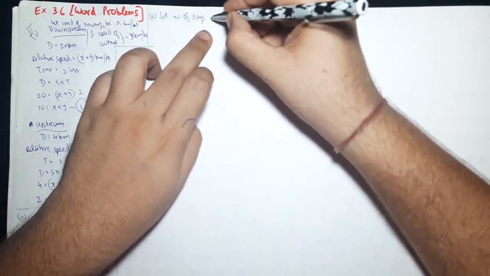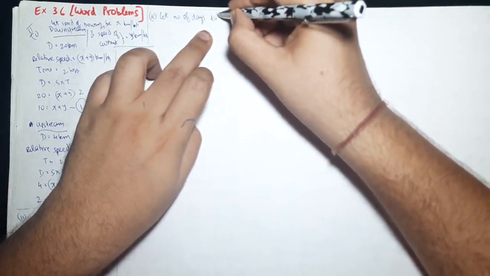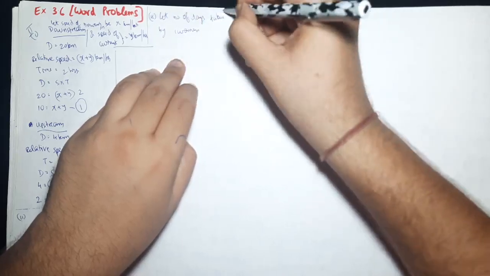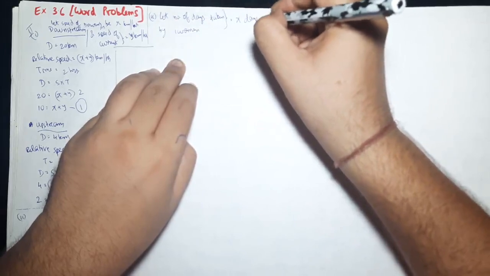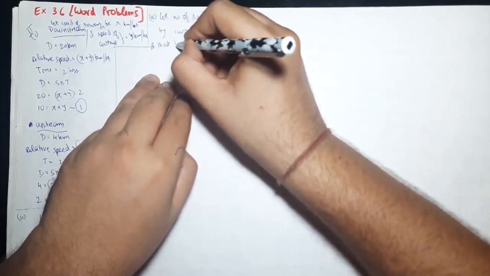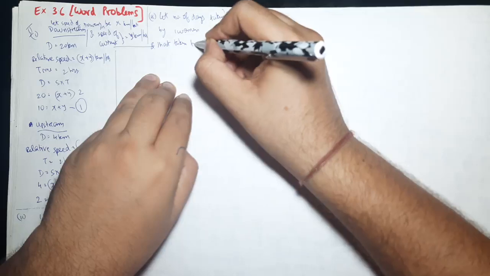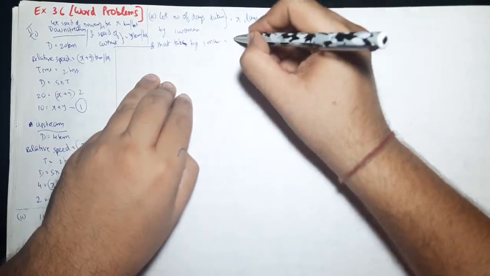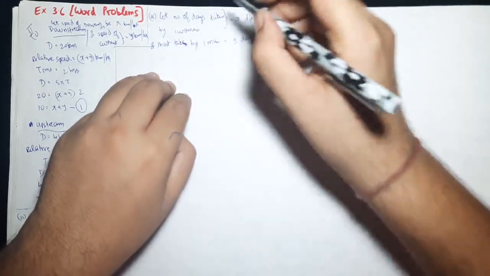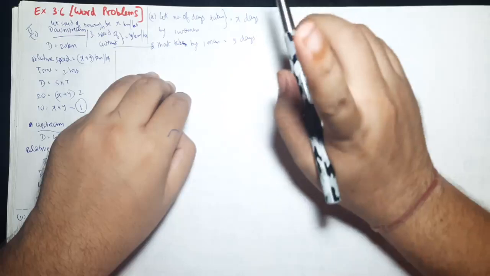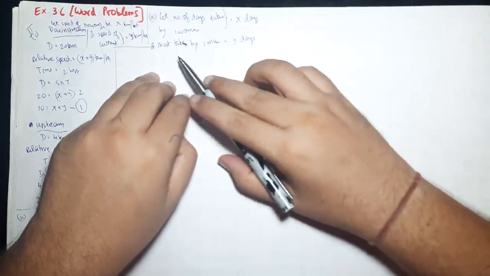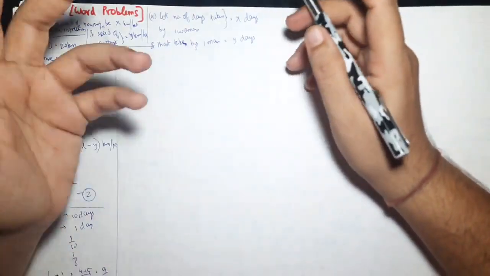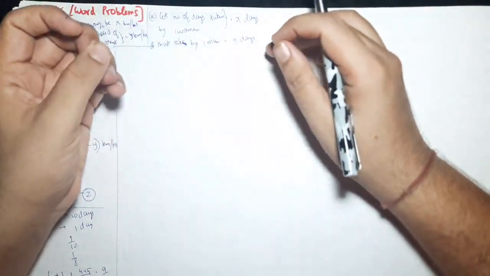Let the number of days taken by one woman equals x days, and that taken by one man equals y days. One woman takes x days if she alone works for the job, and if one man works, he takes y days. I have already told that we cannot compare the number of total days they took to complete the work.